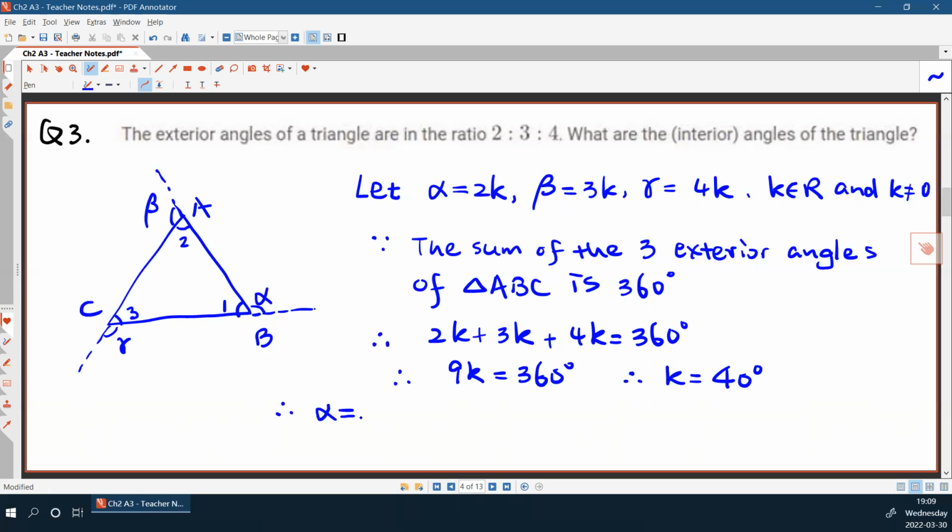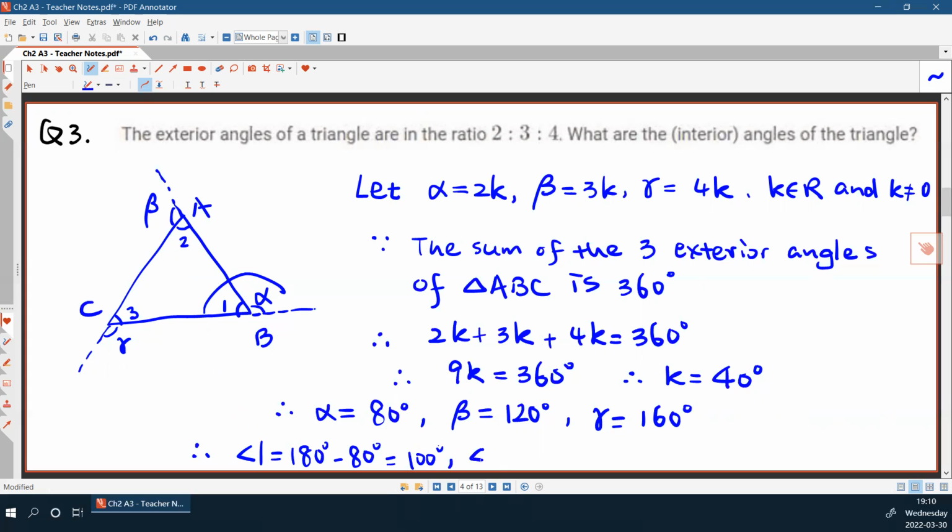And therefore, alpha equals 2k, which means 80 degrees. And beta equals 3k, which means 120 degrees. And gamma equals 4k, which is 160 degrees. Because this angle, this angle, and this angle here are all straight angles, we can have angle 1 equals 180 degrees minus 80 degrees, which is 100 degrees. Angle 2 equals 180 degrees minus 120 degrees, which is 60 degrees. And angle 3 equals 180 degrees minus 160 degrees, which is 20 degrees, right?